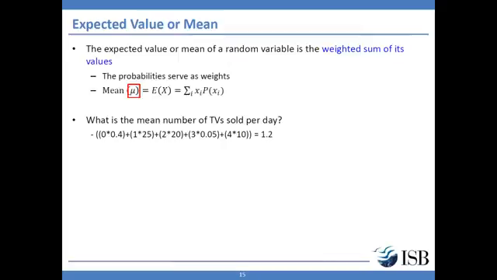Therefore, based on this formula, can we calculate the expected number of TVs sold in our earlier example? In each bracket, we multiply the values of x, such as 0, 1, 2, with their corresponding probabilities, which are 0.4, 0.25, 0.2 respectively. The expected value turns out to be 1.2. What does it mean? Will we sell 1.2 TVs on any of the days? The answer is of course no.